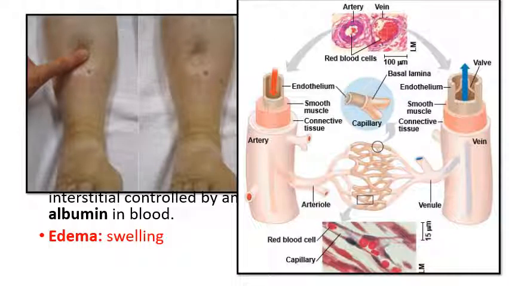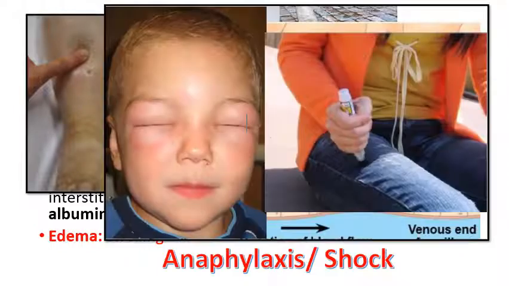Okay, so this is caused by water diffusing out of the blood plasma into the soft tissues, into the interstitial spaces of the soft tissues surrounding the capillaries.